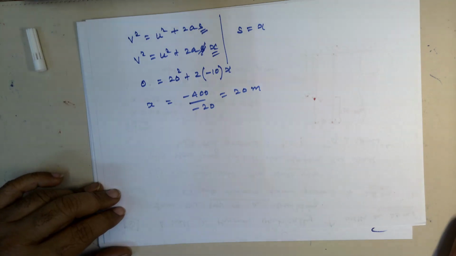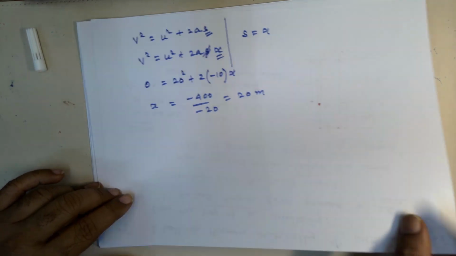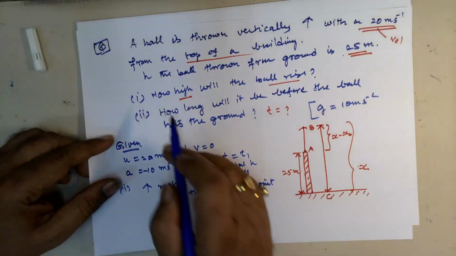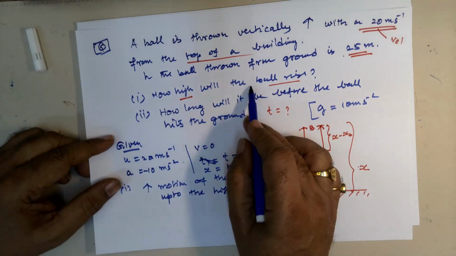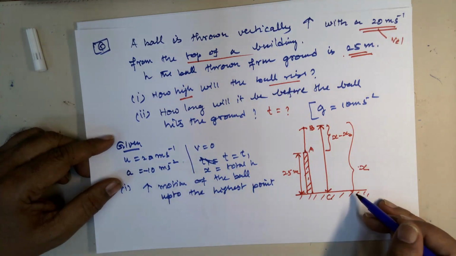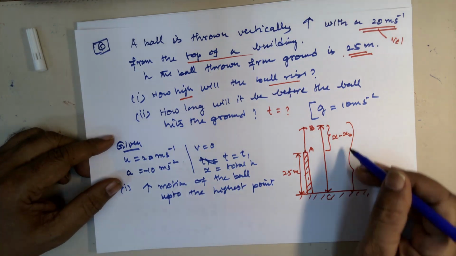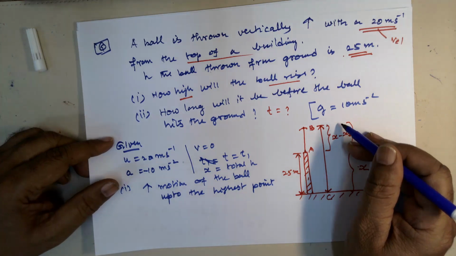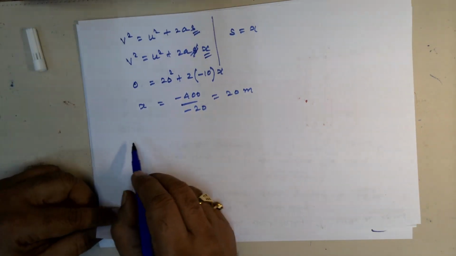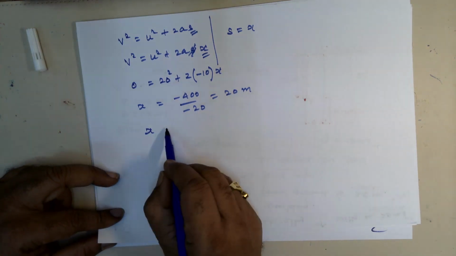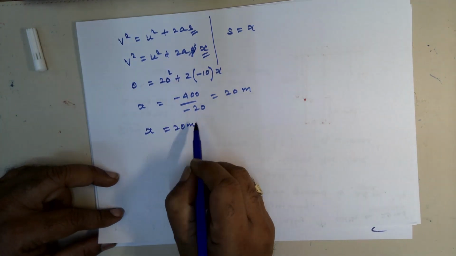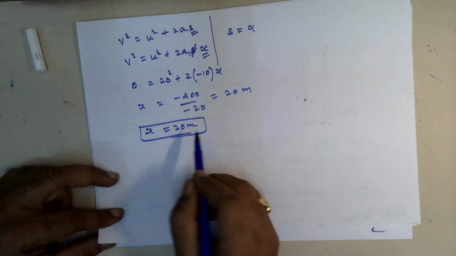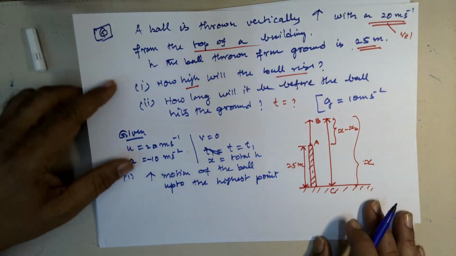Okay, you got it? So that is the first question. How high will the ball rise? It means you have to tell from the ground only. Are you able to follow? So that is 20 meter. Okay, right. So this is the first answer. Take down. But you have to present the answer carefully at the end.